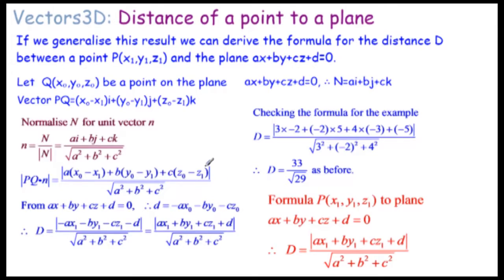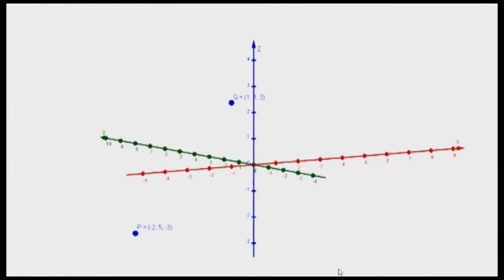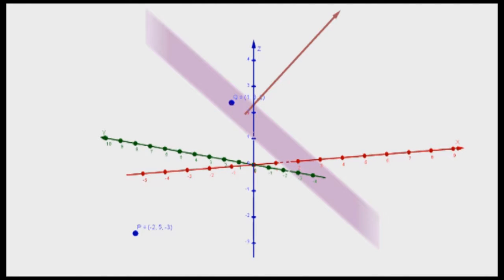Just before we go, I'll have a quick look in Geogebra and just show you what's happening. Here we have Geogebra. You can see we've got the points P and Q already plotted. Here's Q, here's P over here. Now let's put the plane in. Here's the plane. Now the normal to the plane, where's the normal to the plane? There it is.